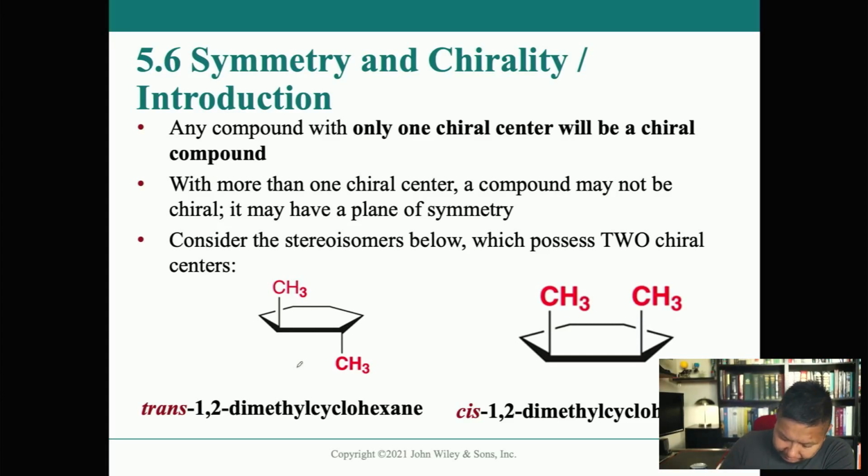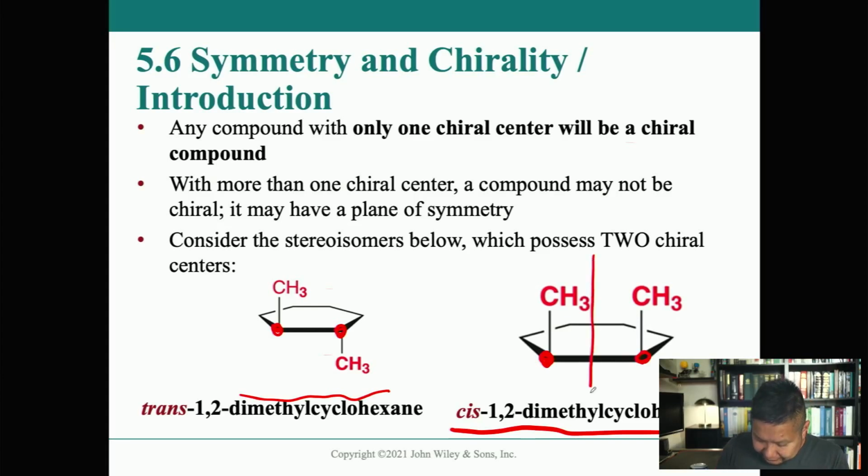So if you look at this guy here, we have trans 1,2-dimethyl cyclohexane. This is definitely a chiral compound because it has 2 chiral centers here, but there's no real plane of symmetry here. But for cis 1,2-dimethyl cyclohexane, again, 2 chiral carbons right there, but there's a plane of symmetry right there. And now you can see that those are actually mirror images of each other. So they're not chiral, right?